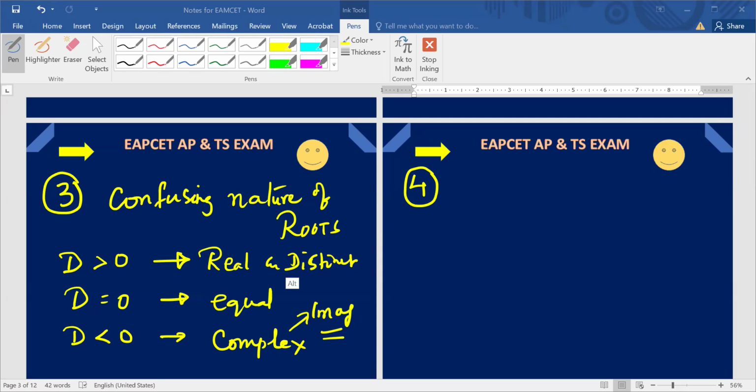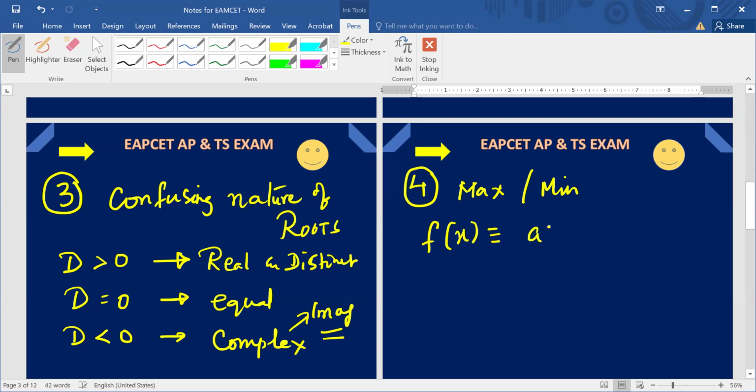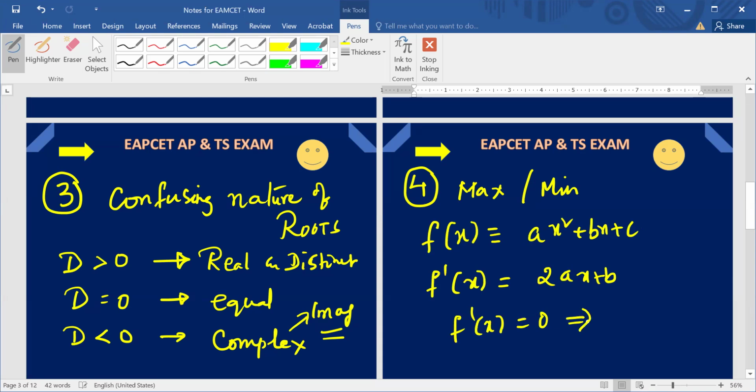See, when you're trying to find the formula for the maxima or minima, generally in quadratic expressions, I give f of x is equal to ax square plus bx plus c. My suggestion is that in such cases f dash x is equal to 2ax plus b. Then comes f dash x equal to 0. You need to equate it to 0. So this becomes 2ax plus b is equal to 0. From this, you get x is equal to minus b by 2a.